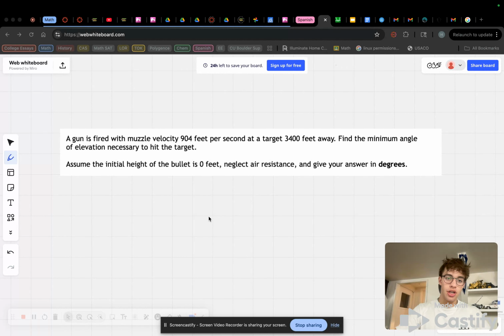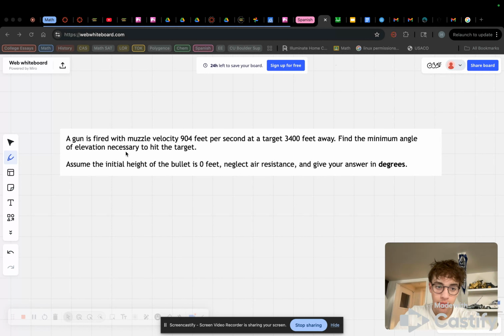All right, so the question: a gun is fired with muzzle velocity 904 feet per second at a target that is 3,400 feet away. Find the minimum angle of elevation necessary to hit the target. Assume the initial height of the bullet is 0, neglect air resistance, and give your answer in degrees.